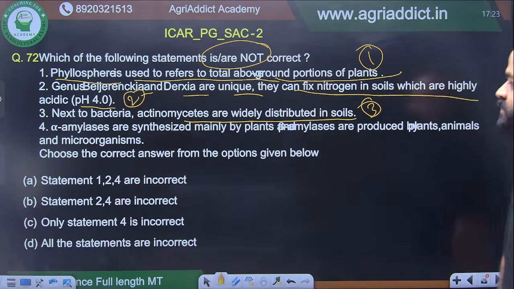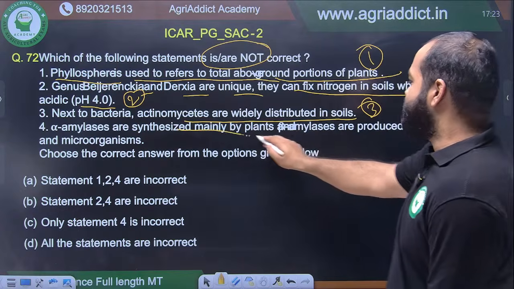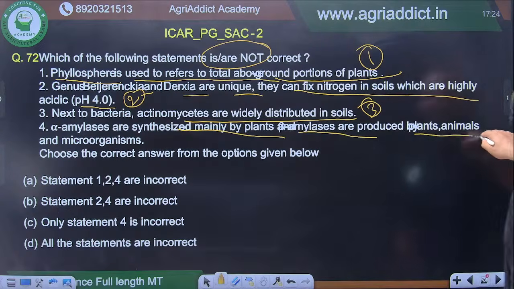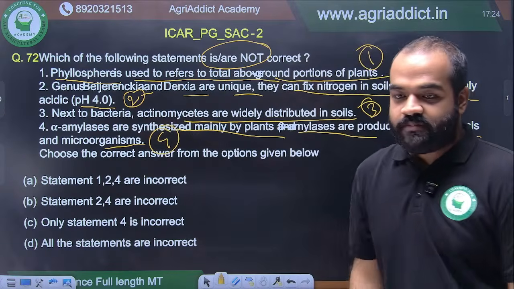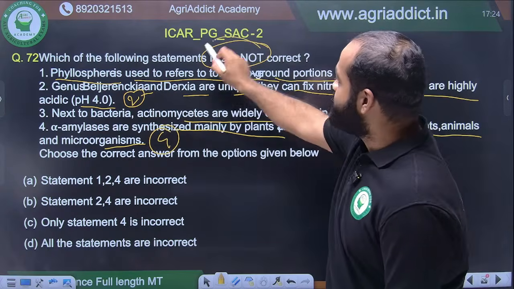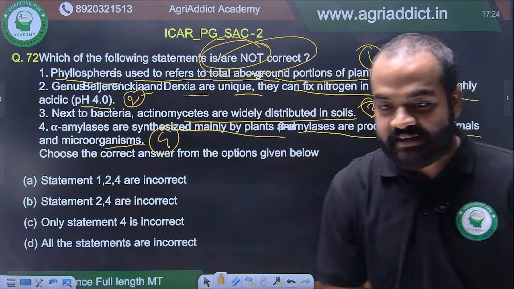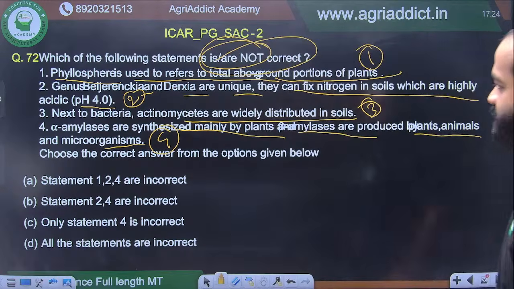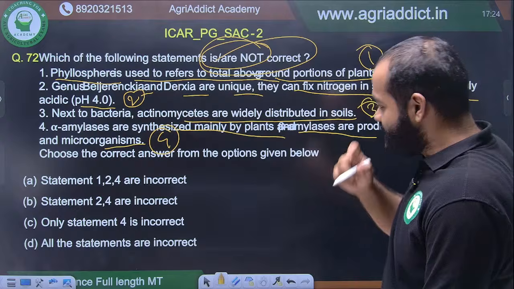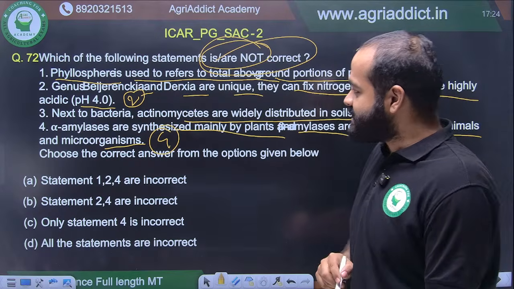This is 3. Alpha amylase are synthesized by plants. Beta amylase are produced by plants, animals and microorganisms. This is statement 4. फिर से क्वेश्चन में वापस जाओ, इनमें से कौन नहीं करेक्ट है? Which are incorrect? Let's see क्या आंसर आ रहा है. See, only statement 4 is incorrect. Can you tell why statement 4 is incorrect?